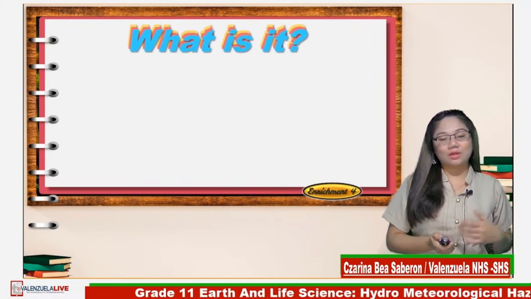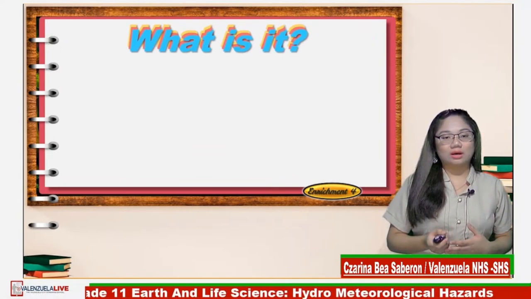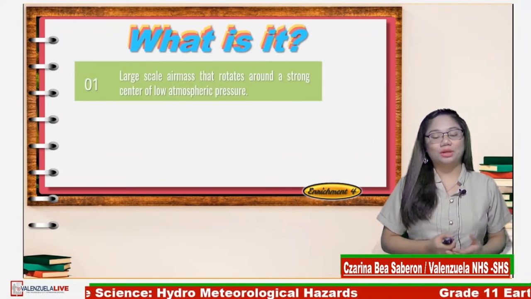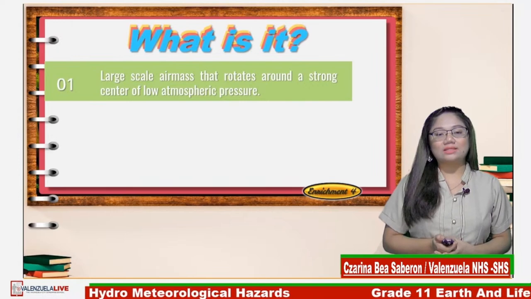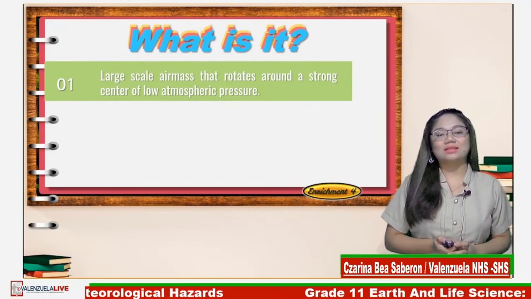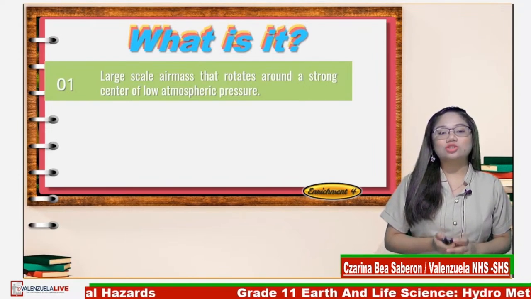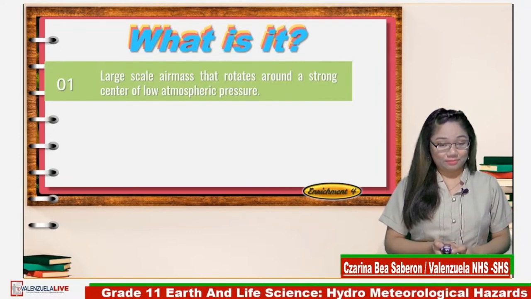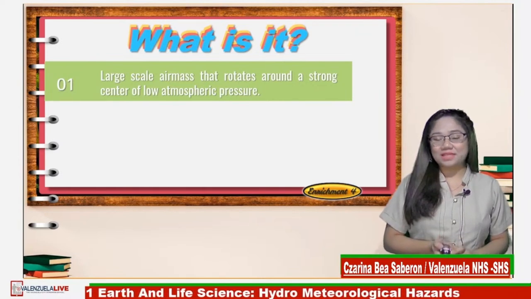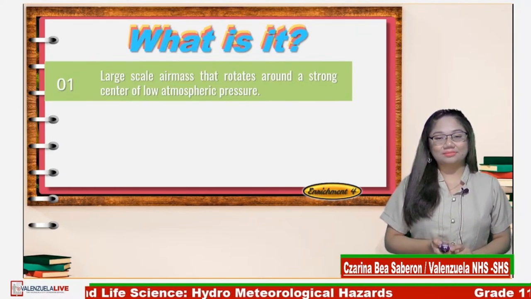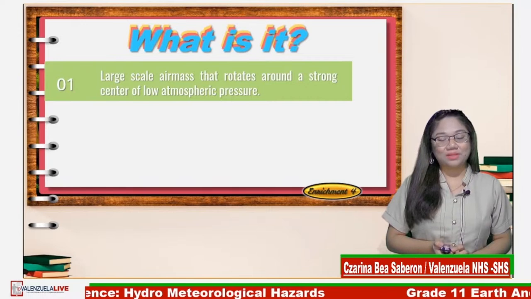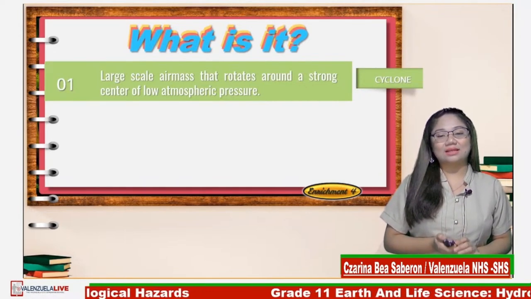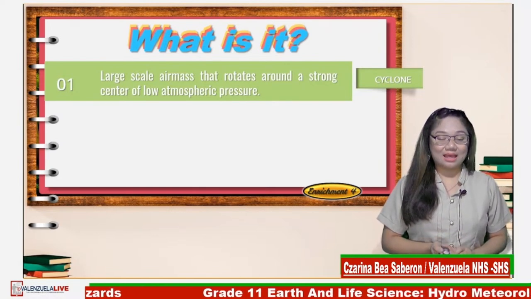I will be giving you descriptions, and then you're going to identify what is being described per given. The first one is a large-scale air mass that rotates around a strong center of low atmospheric pressure. You have 5 seconds to answer that. Just type in your answer in the comment box. This one is, very good, cyclone.